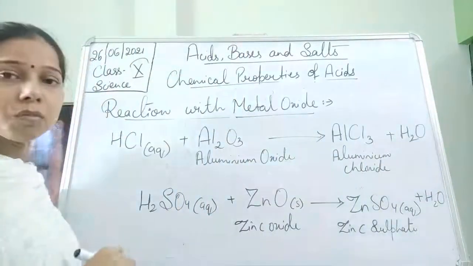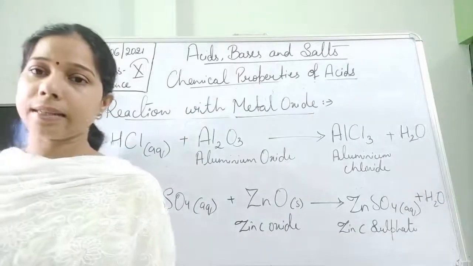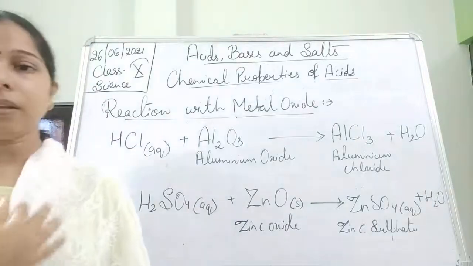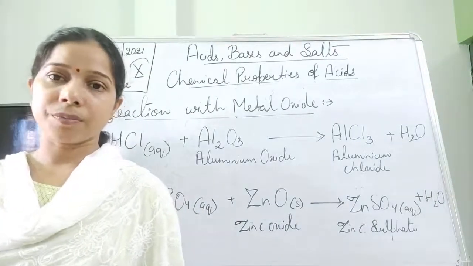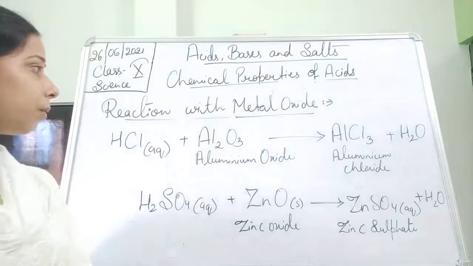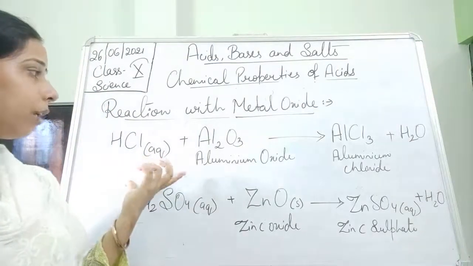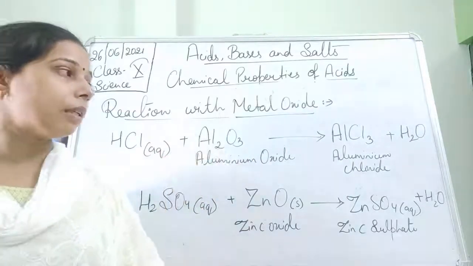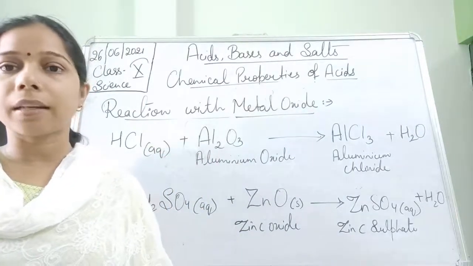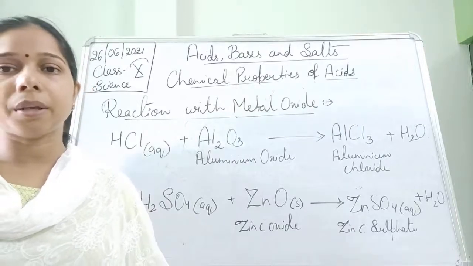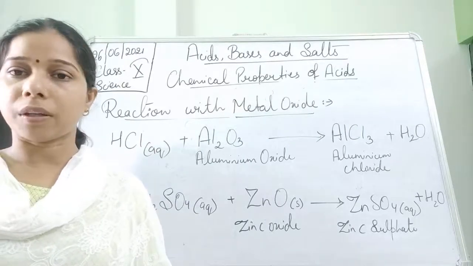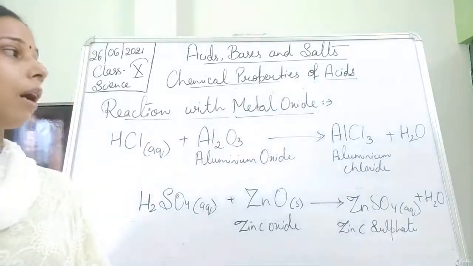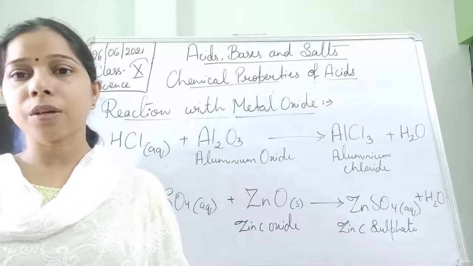H2O. So by all these examples, we have understood one thing, students: when a metal oxide reacts with an acid, then formation of salt happens. That can be aluminium chloride, zinc sulfate, that can be any kind of salt, copper chloride also. So salt formation plus water formation occurs.